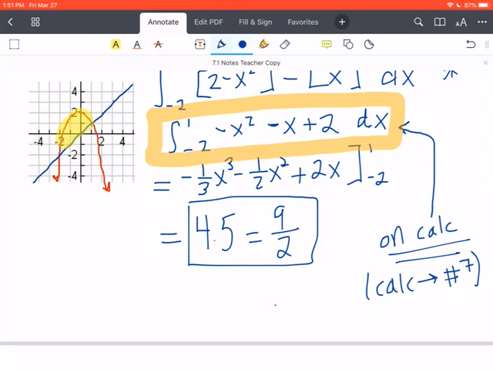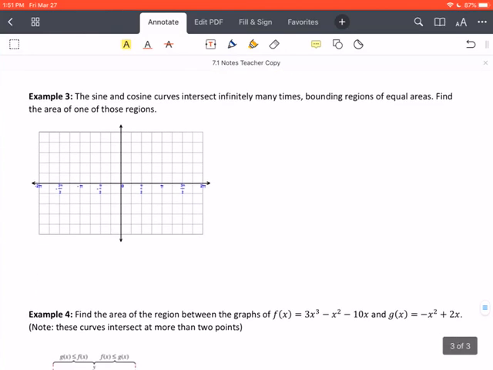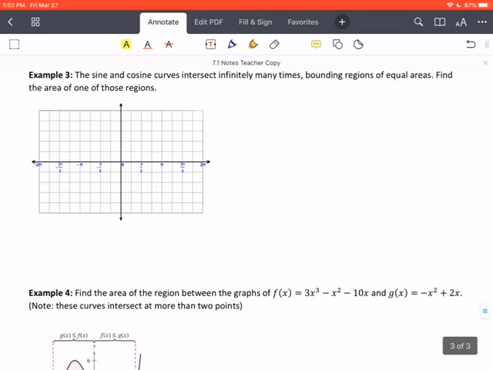We've got to be able to use our calculator effectively from here on out. Okay, and that's our answer. The area under the curve is 9/2 units squared. Two more problems. Okay, now example 3, our favorite, trigonometry, yay.